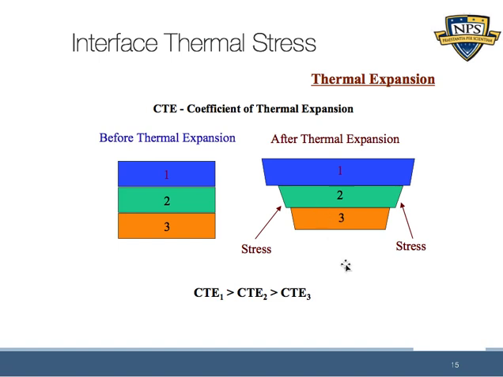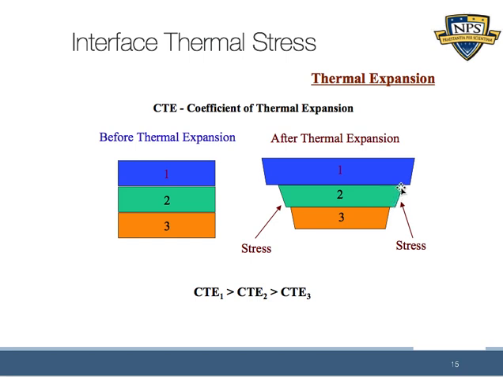So the result is that there's a significant amount of stress, and the stress is particularly at these interfaces. And it's of course in other areas as well, but the stress concentrations are at these interfaces, and that's where you see the failures as a result of the CTE mismatch.